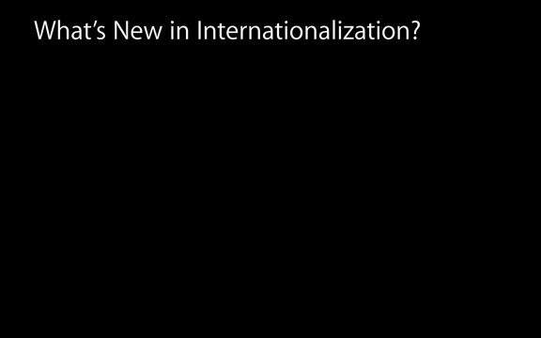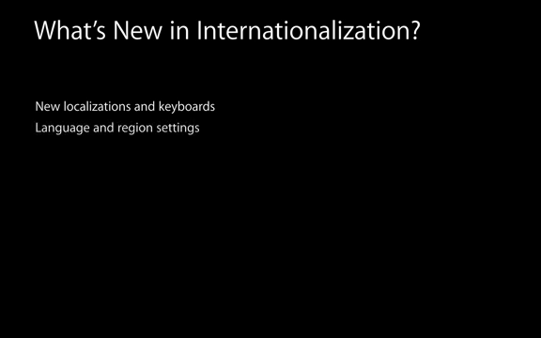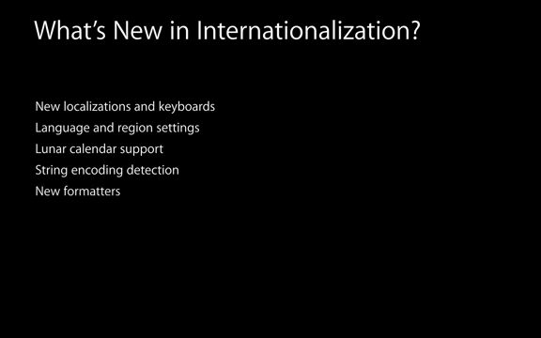So let's start off with what's new in internationalization in the latest releases of our operating systems. We have a number of nice new features, both at the user level and in APIs at the developer level. At the user level, for iOS we have a number of new localizations and some new keyboards. We've redone the iOS language and region settings. And we have some new improvements to lunar calendar support. Then in APIs at the developer level, we have an API for string encoding detection. We have some interesting new formatters and something new called formatting context, which I'll go into in a few minutes.